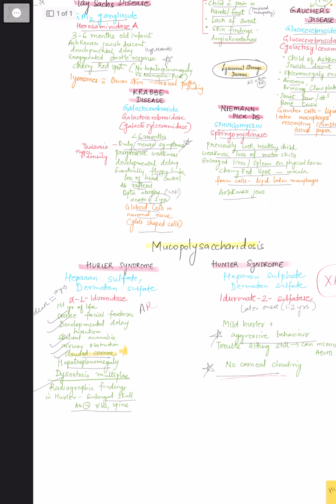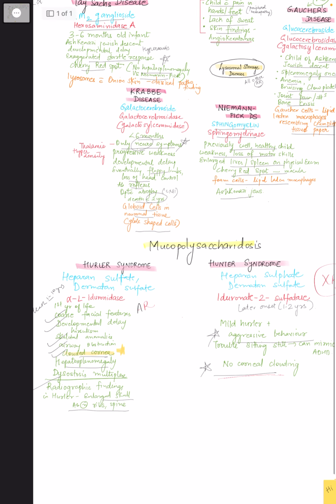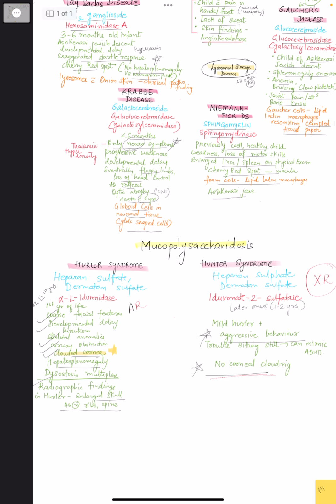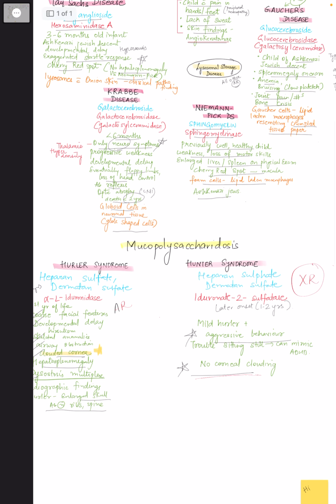In both of these syndromes, we have the accumulated substances which are heparan sulfate and dermatan sulfate, but the deficient enzyme is different in both of them. So that is one of the differentiating features very often asked in MCQs. In Hurler syndrome, the deficient enzyme is alpha-L-iduronidase, while in Hunter syndrome, the deficient enzyme is iduronate 2 sulfatase. Hurler syndrome is autosomal recessive, while Hunter syndrome is X-linked recessive.